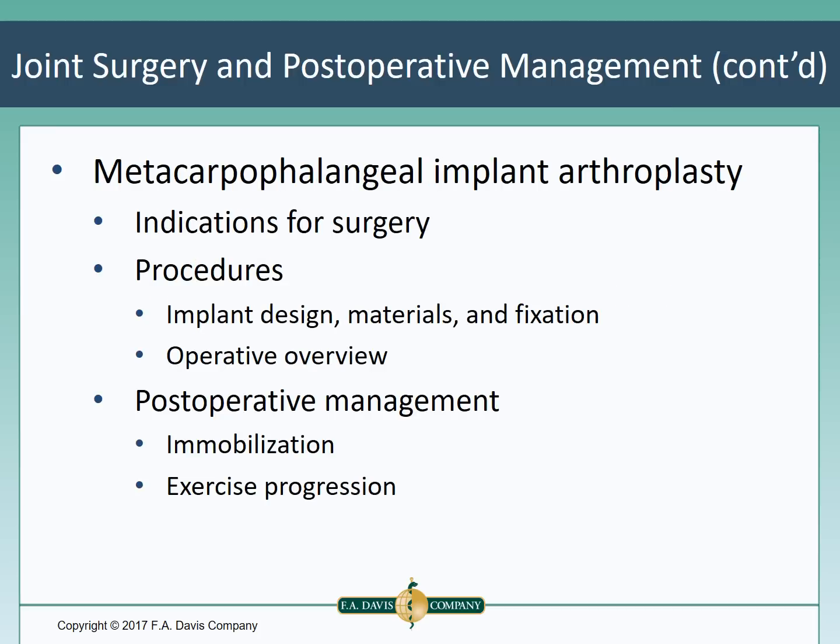Okay, now we're going to move on into the hand here a little bit more. So we can have a metacarpophalangeal, so your MCP, implant arthroplasty. Wait, you can replace your finger joint? What? I know, right? It's crazy. But what would the indications of surgery be? The same thing we've seen before. Minimize pain, improve function. There was instability going on. Yeah, we need a little bit more range of motion, or again, a hand deformity.